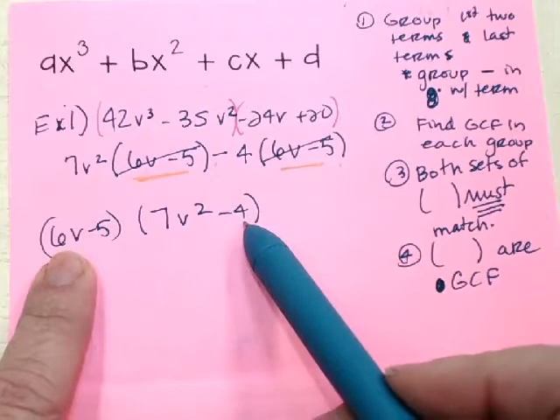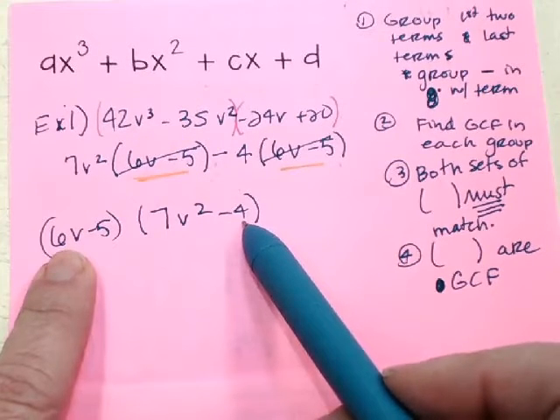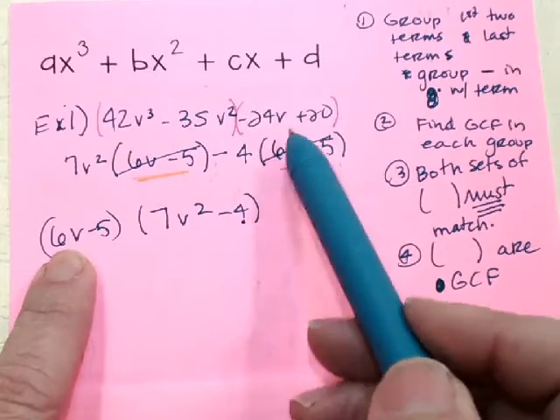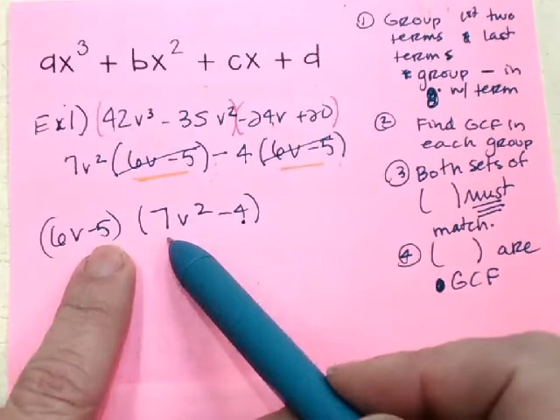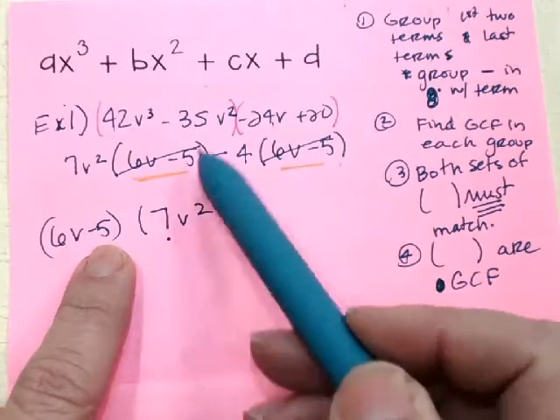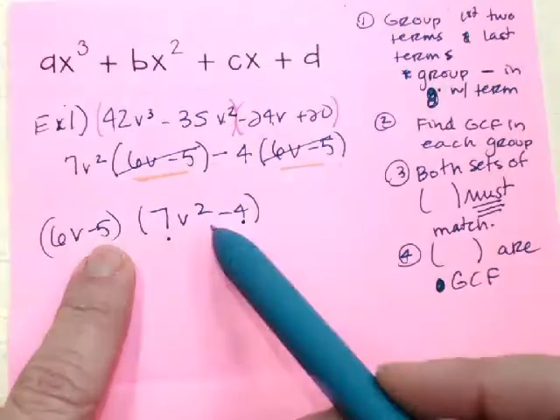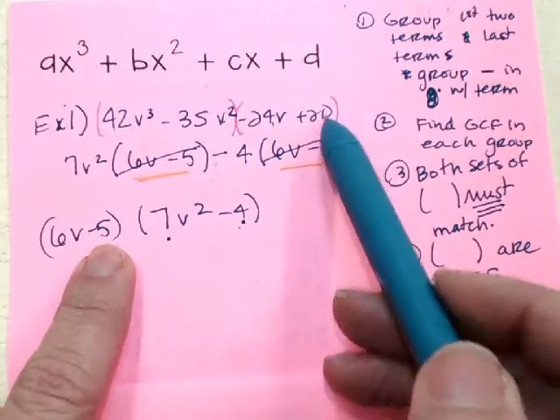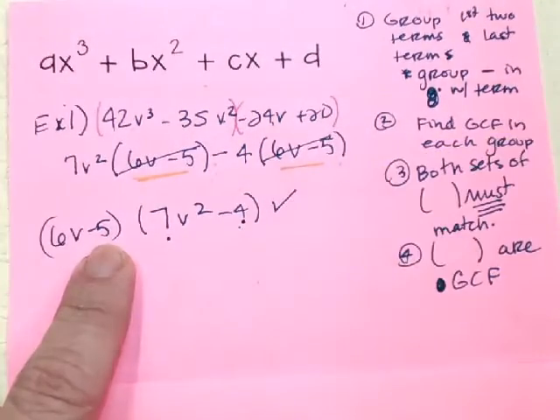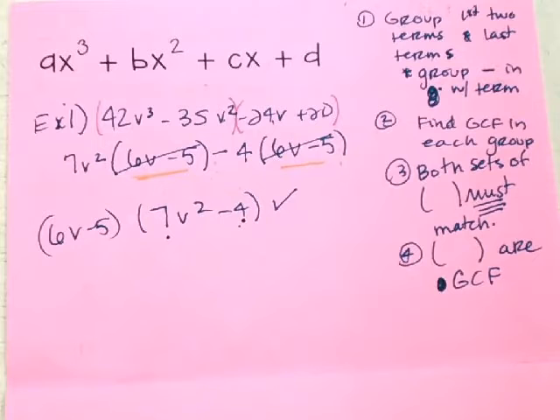I multiply here, I'm going to get a negative 24v. That's here. If I multiply these, I'm going to get a negative 35v squared. That's here. If I multiply these two, I'm going to get a positive 20. That's here. So I can know without a doubt that my answer is correct. So that was our first example.